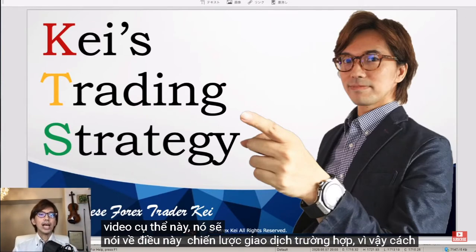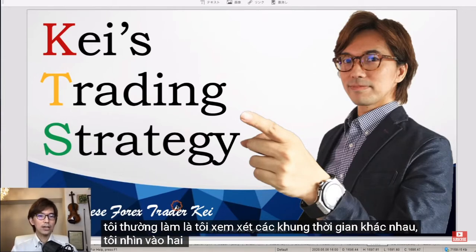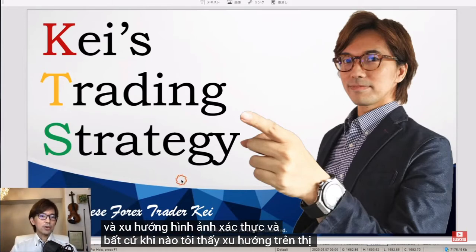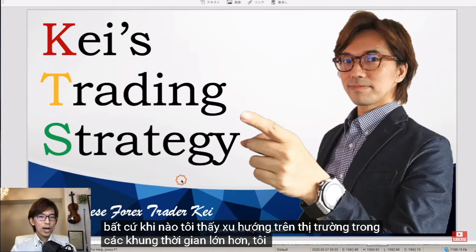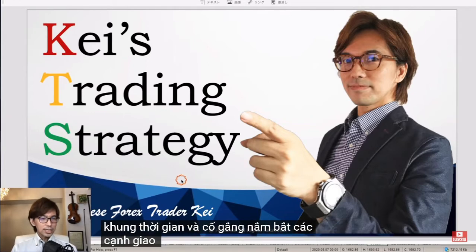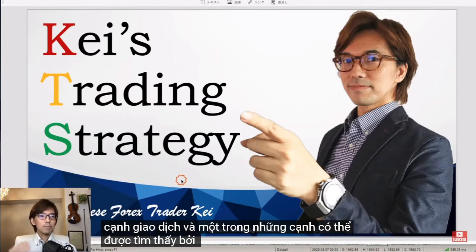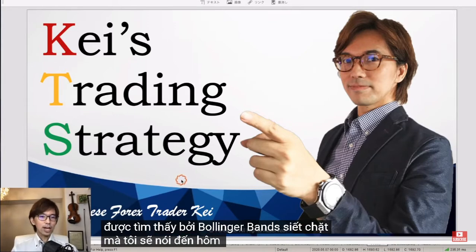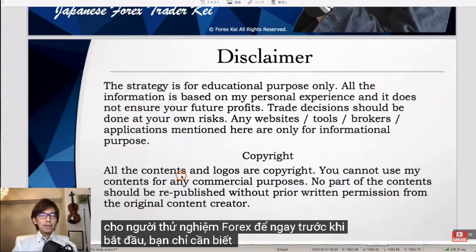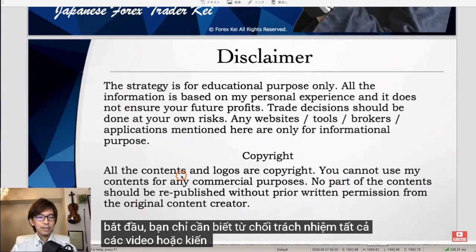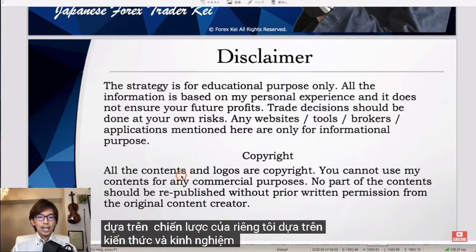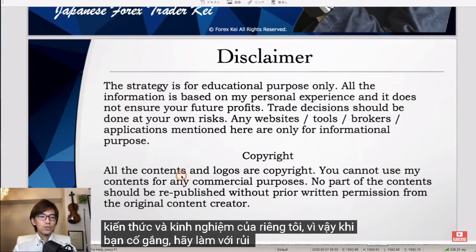How I usually do is I look at 2 or 3 different time frames and capture a trend. Whenever I see a trend in bigger time frames, I come down to lower, smaller time frames and try to capture the trading edges. One of the edges can be found by Bollinger Band squeeze, which I will talk about today by running Forex Tester 4. Just before starting, a disclaimer: all these videos and knowledge are based on my own strategy, my own knowledge and experience. So when you take trades, please do so at your own risk.